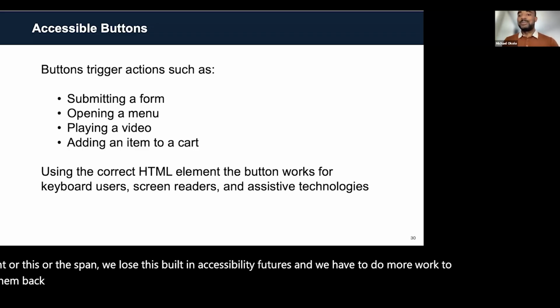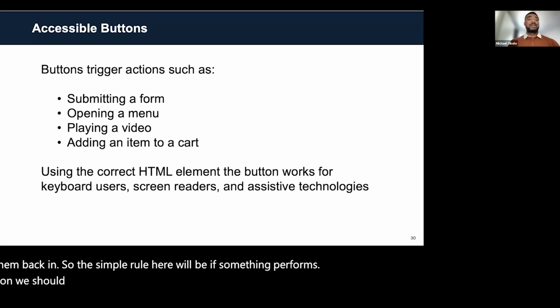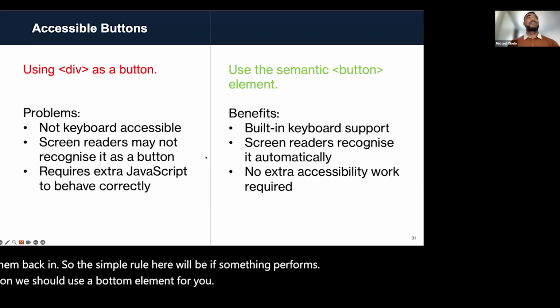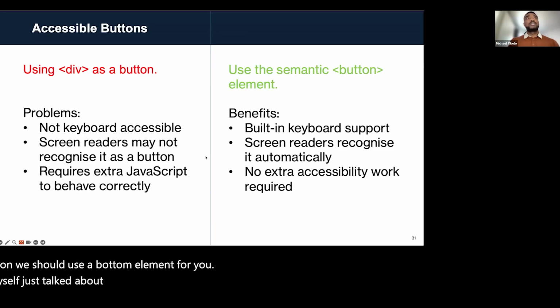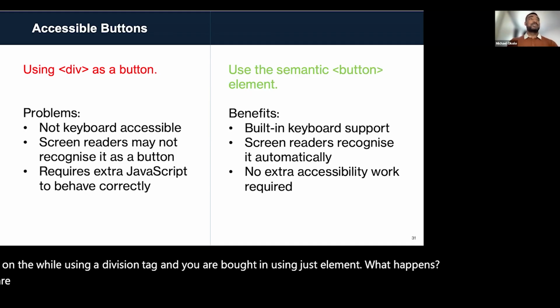So the simple rule here will be if something performs an action, we should use a button element for it. As I've just talked about earlier, you have one button using a div tag, and the other button using just the button element. What are the problems when we use a div for a button?